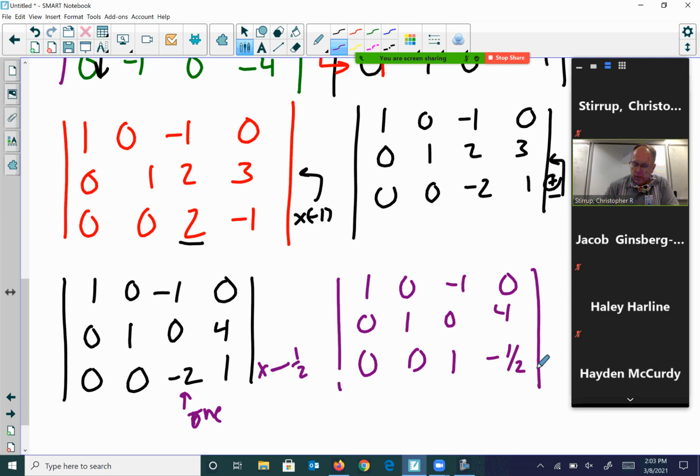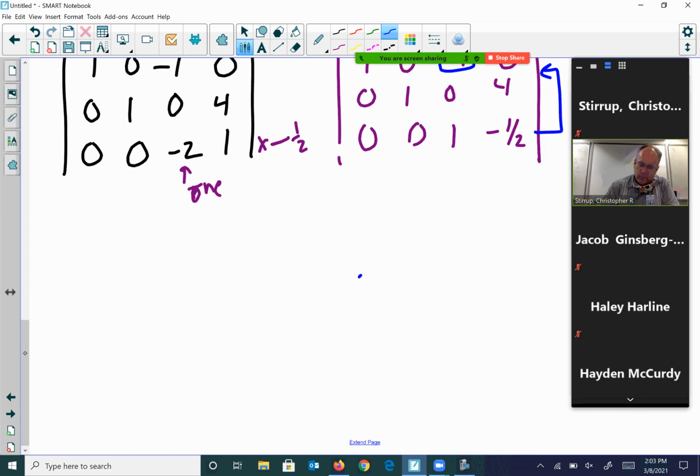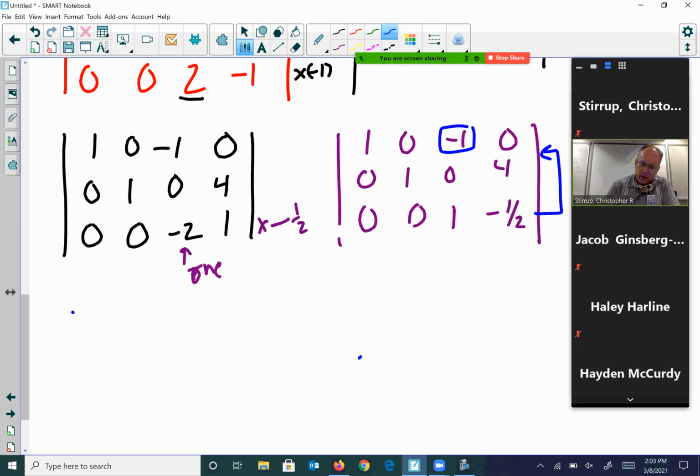All right, we are almost done. So I have my diagonal of 1s. I need this to become a 0. So if I add the third row to the first row, that should take place. So I add the third to the first. So I get 0 plus 1 is 1. 0 plus 0 is 0. 1 plus negative 1 is 0. Negative half added to 0 is negative half.